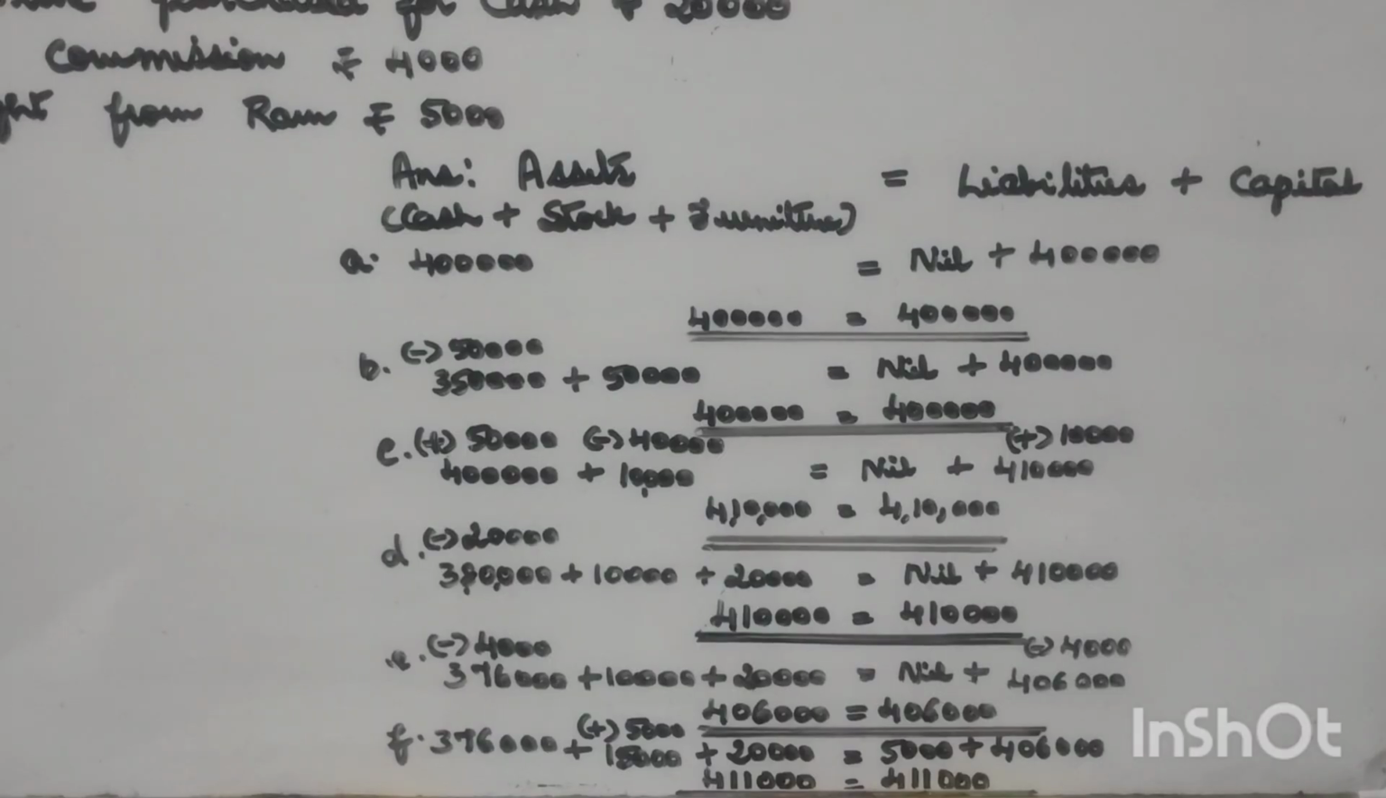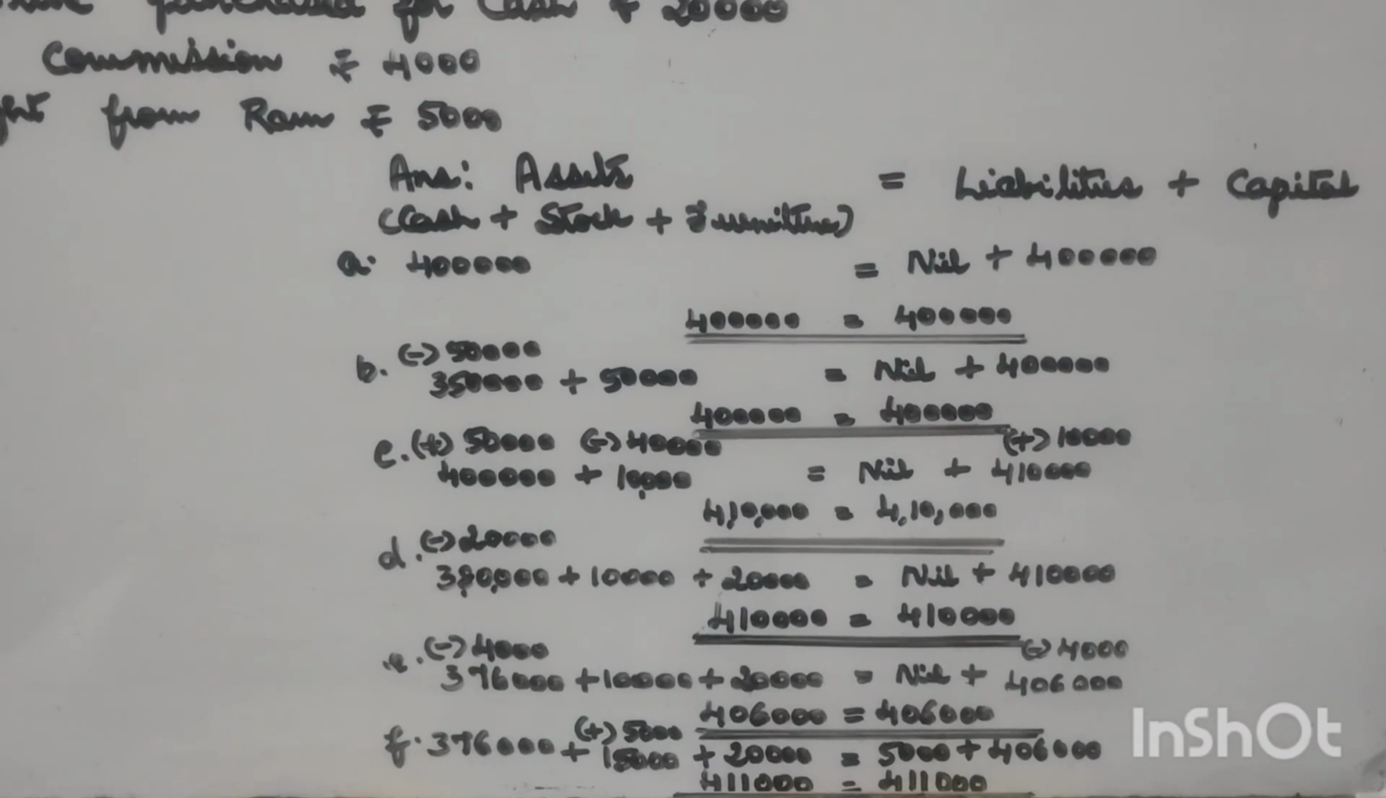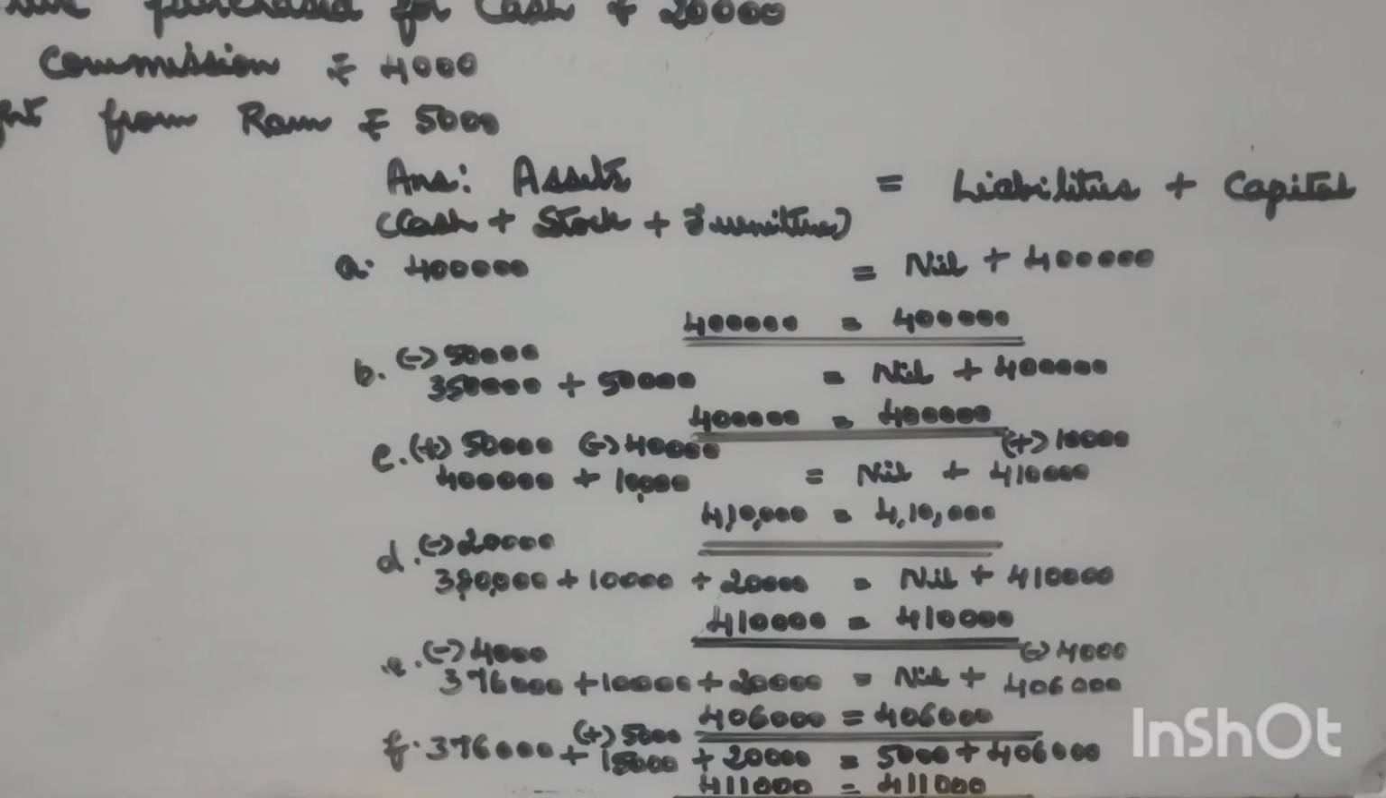Firm has no liabilities and there is a profit of 10,000. So the firm has received 50,000, the value of the stock is 40,000, so there is a profit of 10,000 that must be added to the capital amount. So that will be 4,10,000, which is equal to 4,10,000. Next, D. Furniture is purchased.